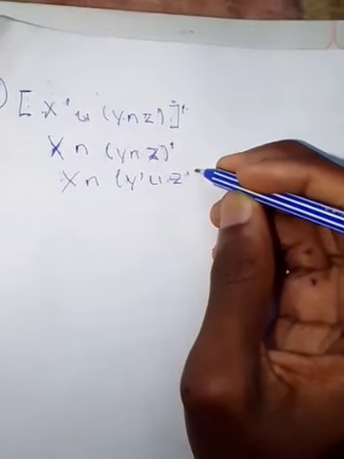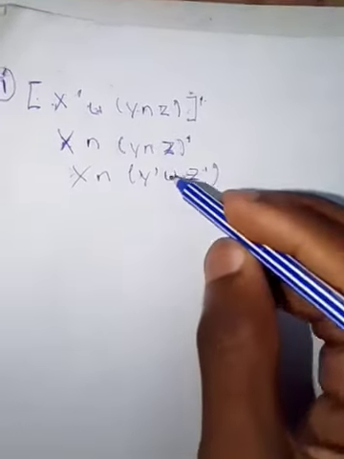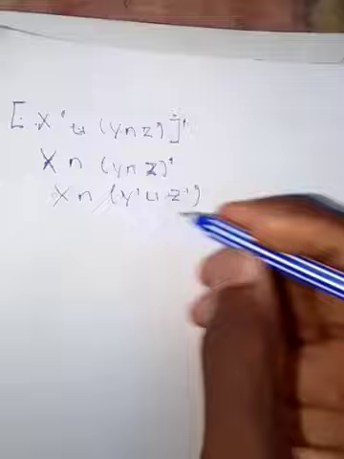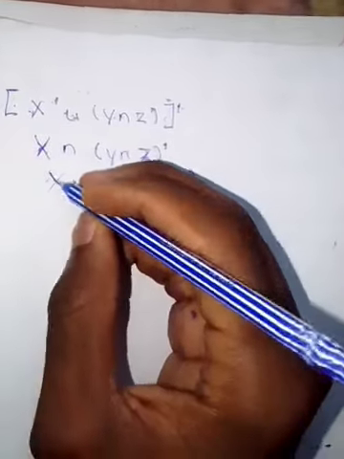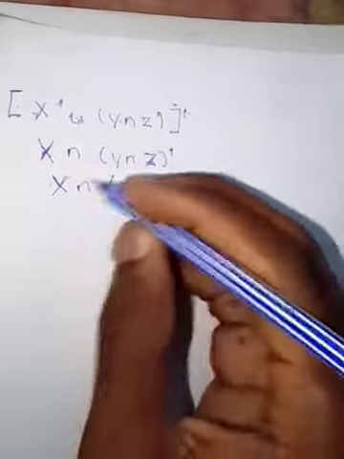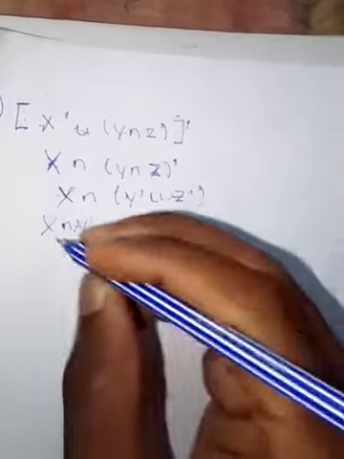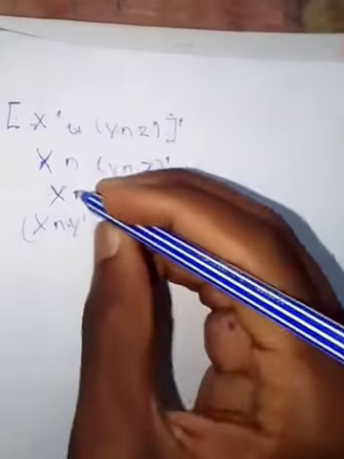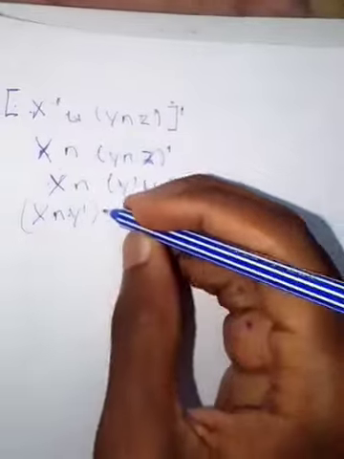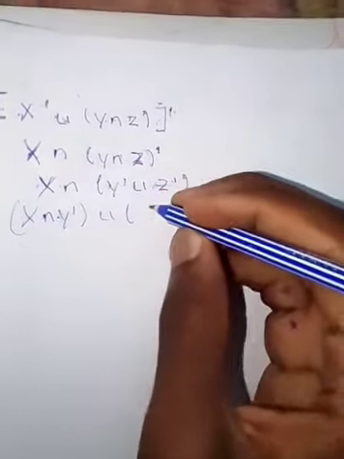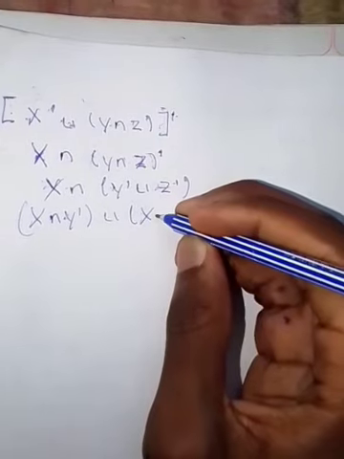Okay, now we have 3 different values. So now what do we do? We are going to apply the distributivity property by multiplying through. When we multiply through, we are going to have x intersection y complement, separated by union, x intersection z complement.